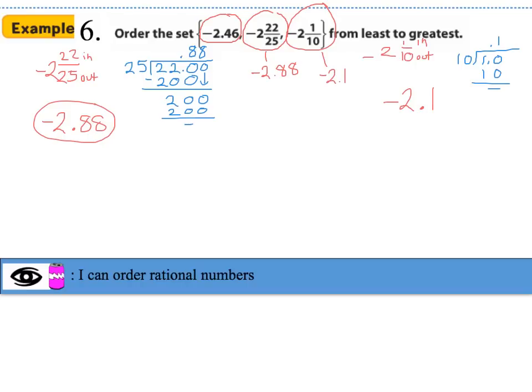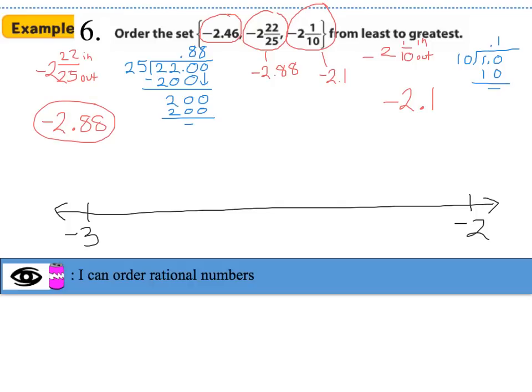So now that I've converted these into decimals, let's go ahead and graph these decimals on a number line. I'm going to use the two integers, negative 2 and negative 3, to zoom in on my number line. The reason why I use negative 2 and negative 3 is because all of my rational numbers up here are between negative 2 and negative 3. So I'm going to count by tenths on my number line.